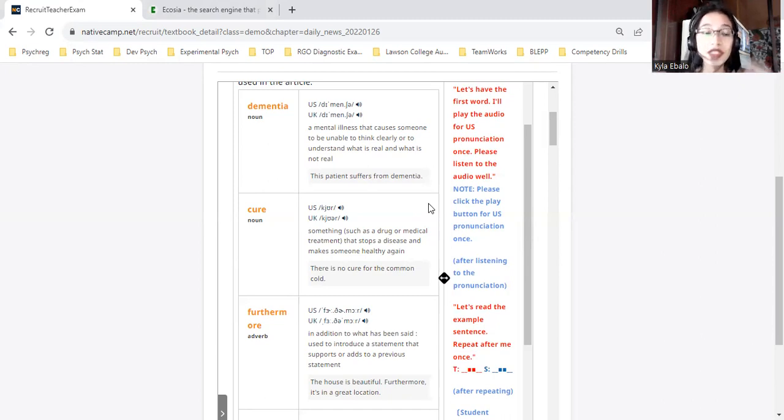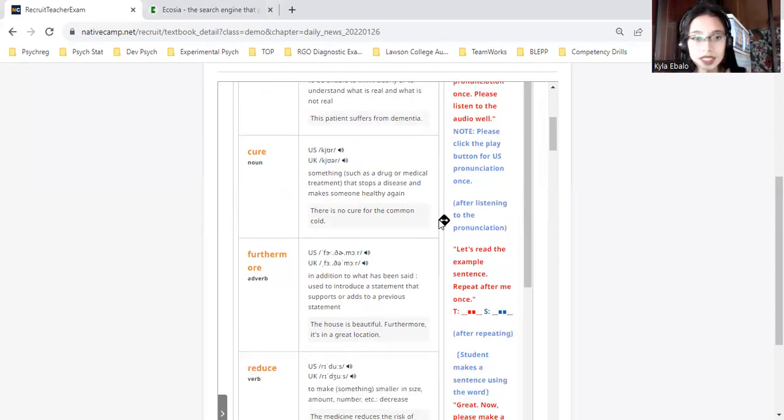All right. So that is dementia. Now for the second word, please listen to the audio well. All right. So it is a noun and it means something such as a drug or a medical treatment that stops a disease and makes someone healthy again. All right. Let's read the example sentence. Francis, again, repeat after me once. There is no cure for the common cold. Very good.